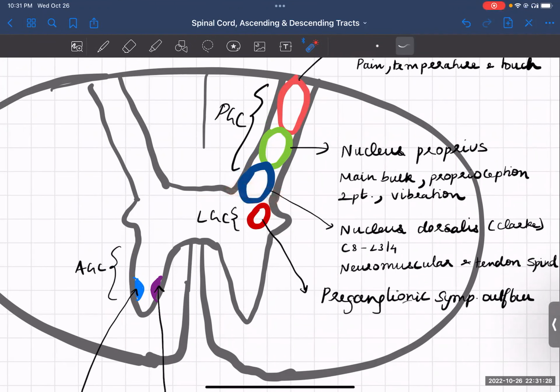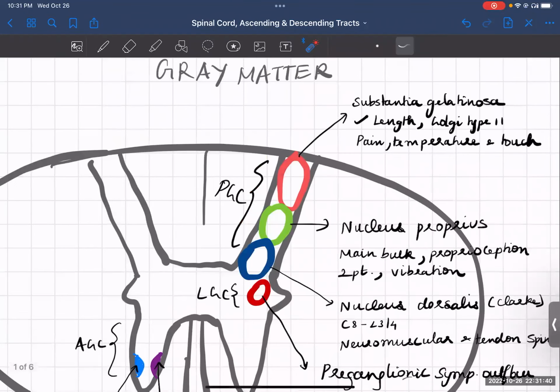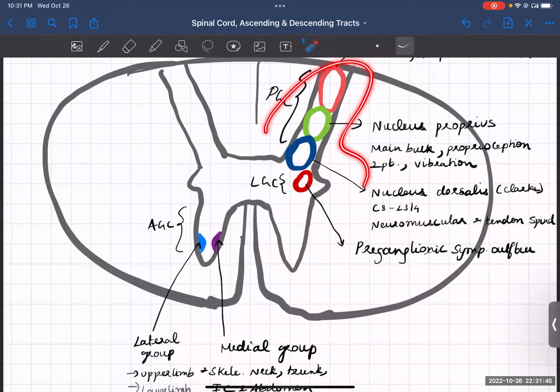So in the exam, if they ask you what nucleus is located in the base of the posterior gray column, the answer should be nucleus dorsalis. And what is the nucleus located in the apex? That should be the substantia gelatinosa. Fine. That was about your posterior gray column.